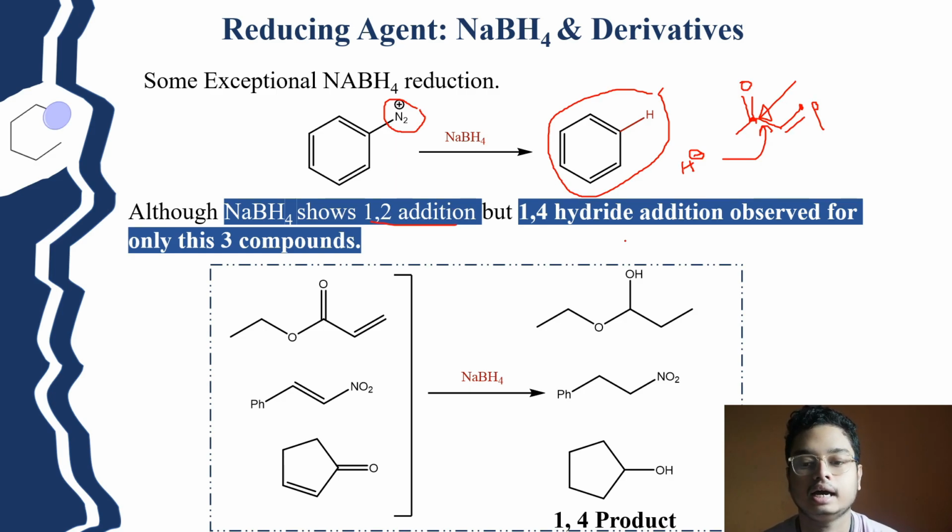But the interesting thing is that, for only these three compounds, if this is your starting material, then NaBH4 shows 1,4 hydride addition. Only these three compounds. This is a very interesting exception, so you have to remember this. In the case of this compound, the 1,4 addition takes place. The hydride comes from the boron center, and this proton comes from the solvent.